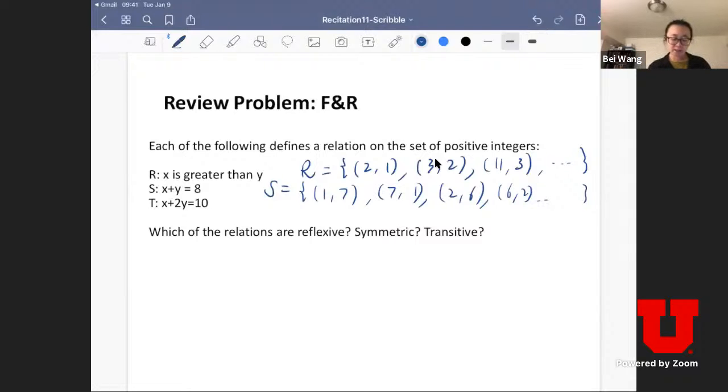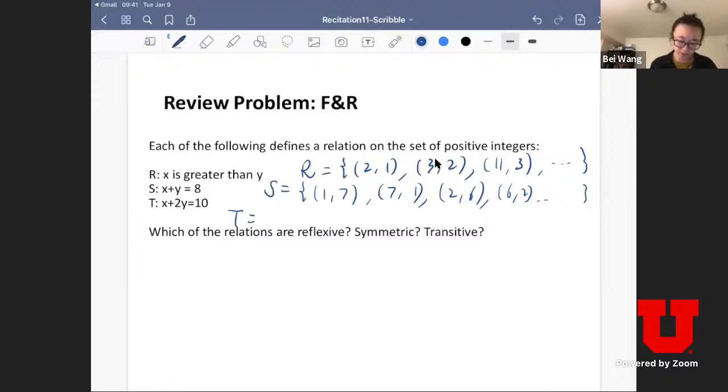Keep in mind the first relation has an infinite number of pairs, but the second one is finite because it has to be a set of positive integers. So you can actually enumerate all possible elements in the relation S. Same thing with T. Relation T, again, is a finite size.